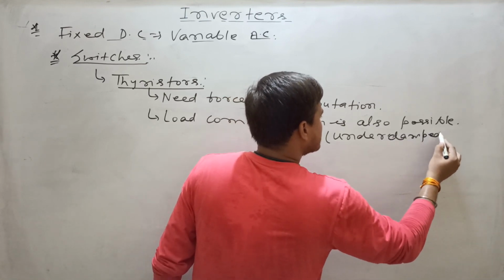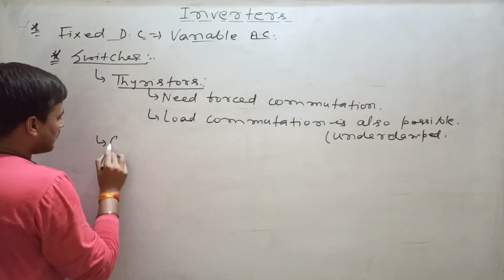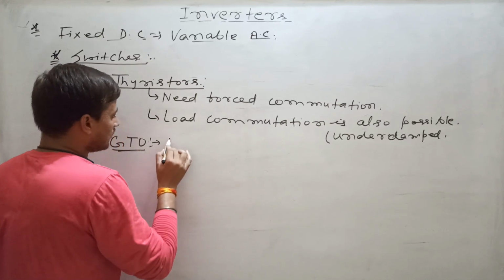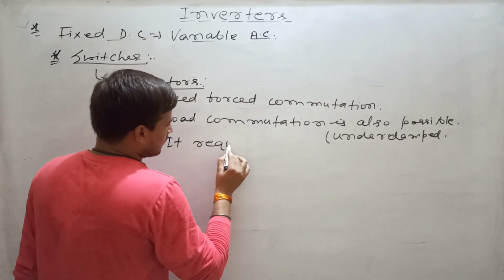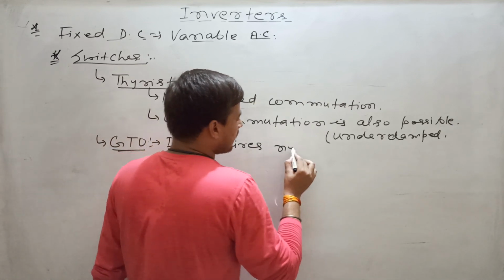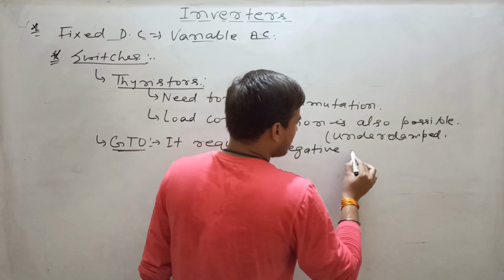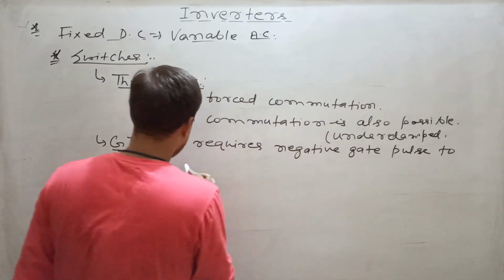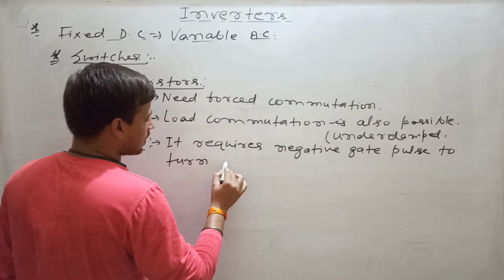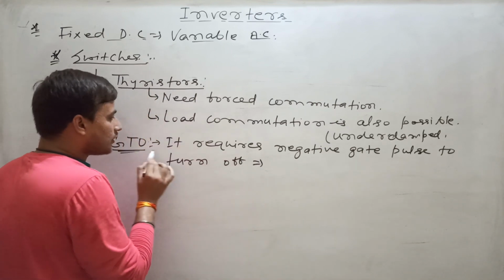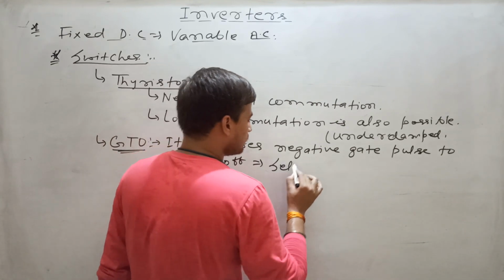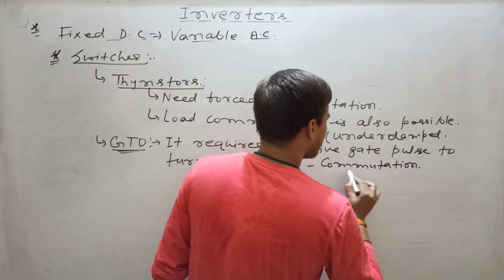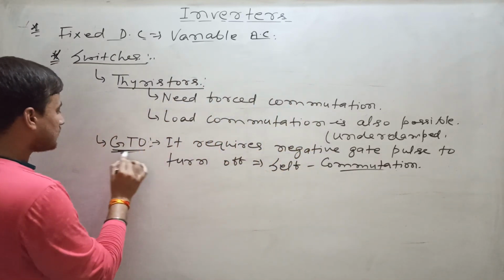Clear? Second you are having GTOs, gate turn off thyristor. What it needs? It requires negative gate pulse to turn off. So what kind of commutation can be said? It will be called self commutation. That means you have no need to provide additional commutation circuit if you are using GTO as switch.